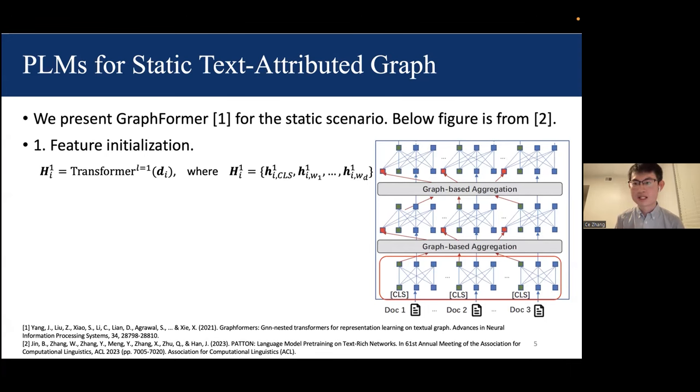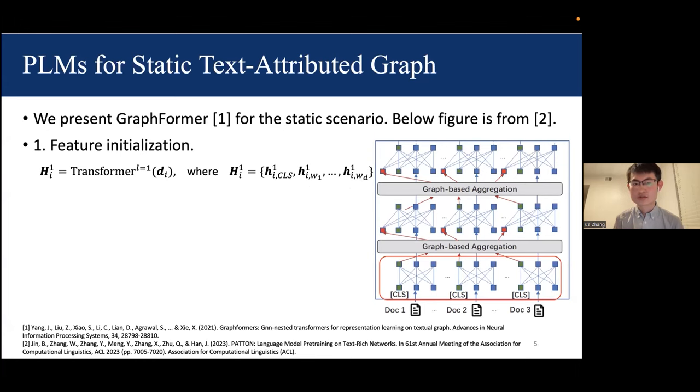This process is illustrated by the formula on the left-hand side. Here, the input d_i is a sequence of words. We input it to a one-layer transformer and we obtain h. Here, h is a sequence of token embeddings, as you can see on the right-hand side. The first token is the CLS token, which represents the embedding of the whole document. The remaining are token embeddings, and each token embedding represents one token or one word.